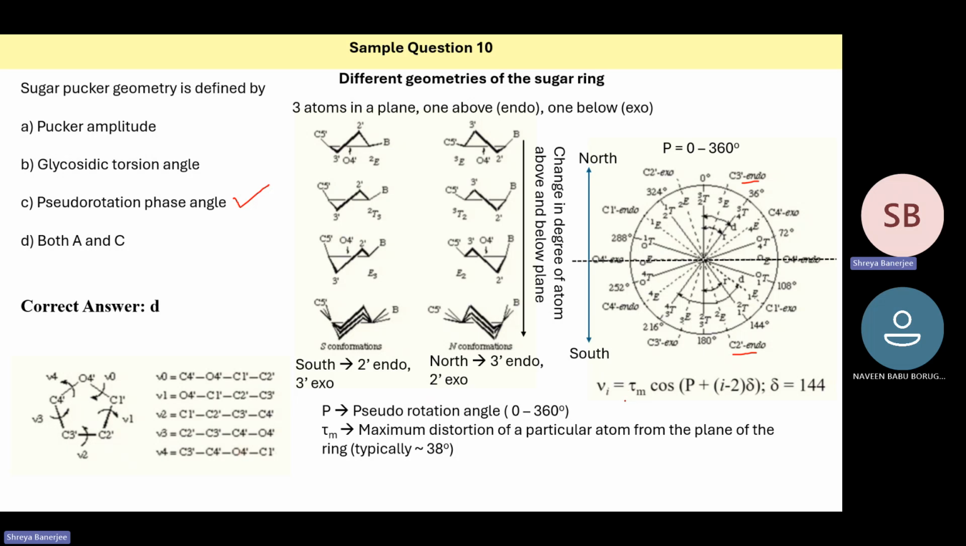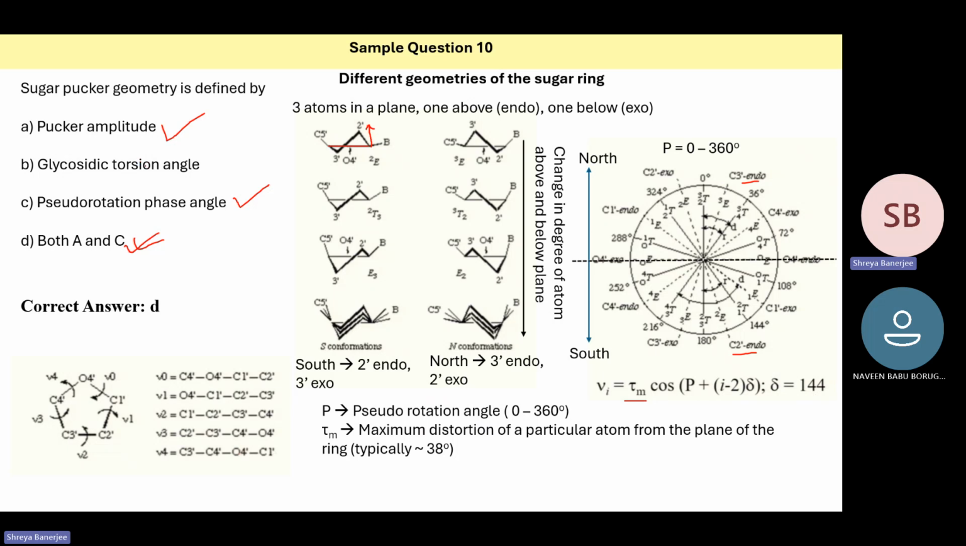The other is the tau m. Tau m is the maximum distortion from the plane of the ring. So if you consider this line as the plane of the ring, how much the 2' is above the plane is important. That is defined by tau m. You can also call this the puckered amplitude because it is the amplitude by which the 2' is puckering. So both A and C is important. So the correct answer is D, which is A and C.